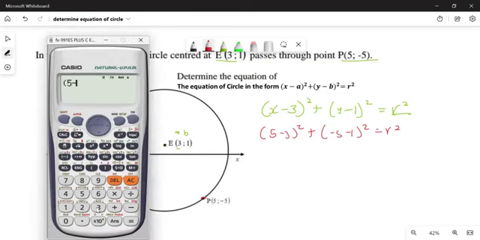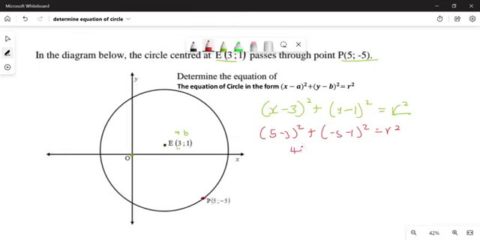5 minus 3, all squared, plus minus 5 minus 1, all squared. And then it gives us 40. Now R squared is going to be equal to 40.